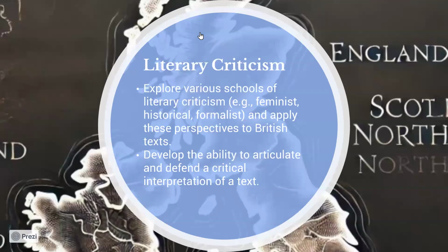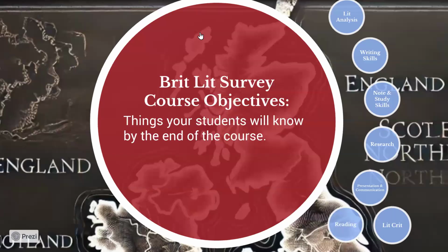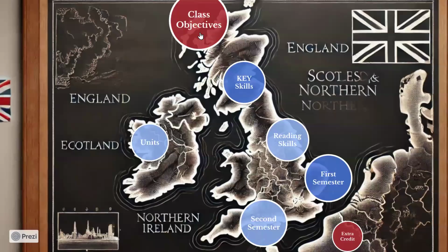And last, we will also be focusing on literary criticism, feminist, historical, formalist, and looking at them through a British text and being able to communicate that analysis and defend their interpretation of the text as well. This is super important, especially as we're talking about historical context. In some cases, we will be talking about feminists and other ones. And it's so fascinating to see how quickly the students understand literary criticism once we start putting language to it.